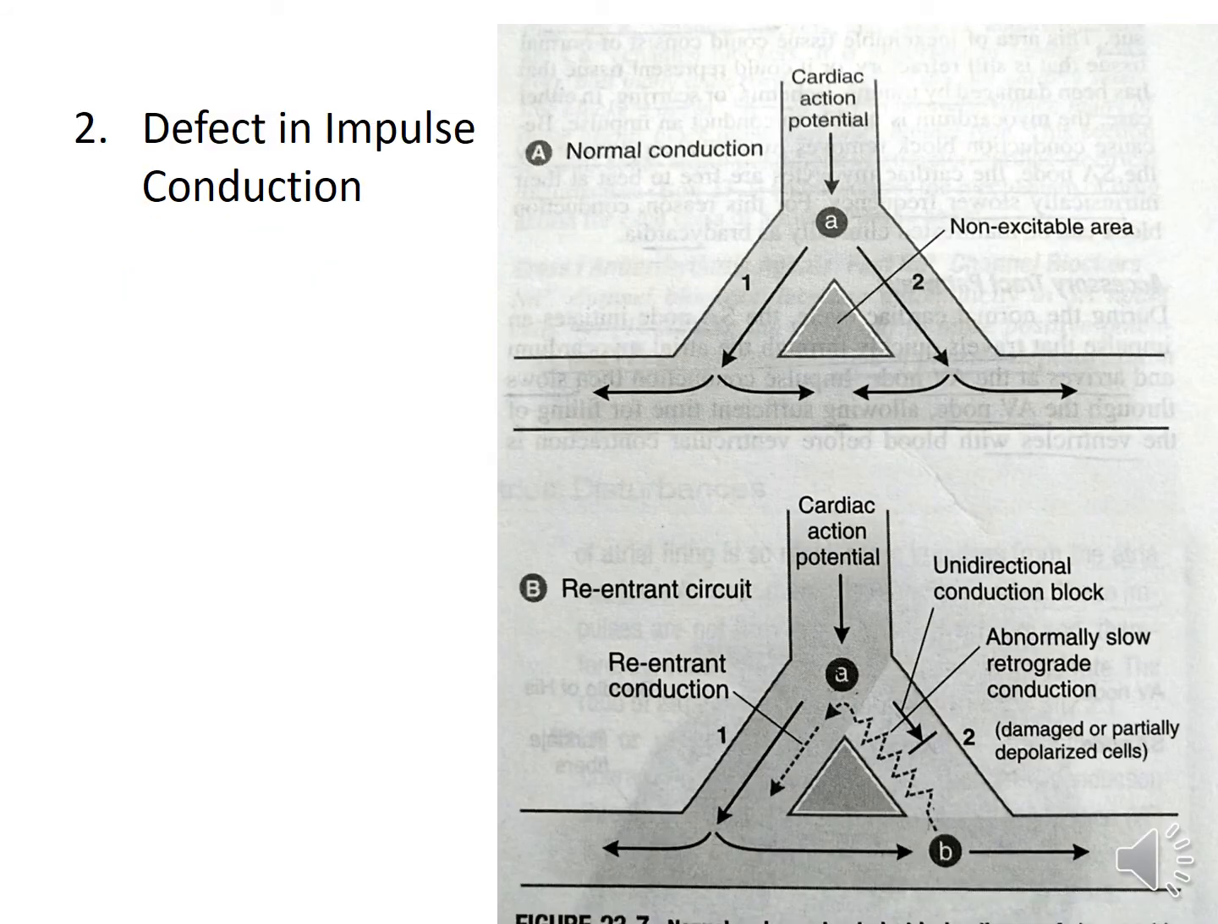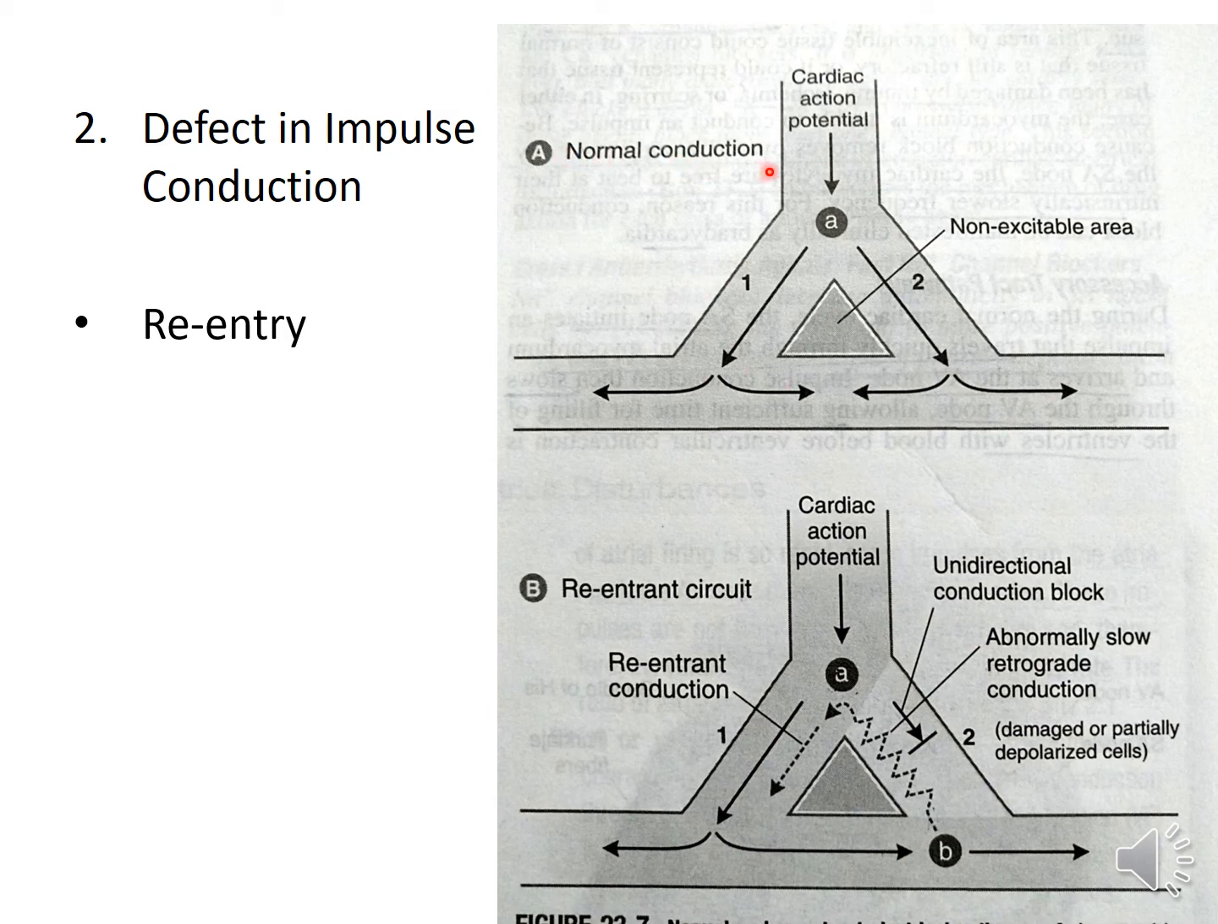After defect in impulse generation, the next category is defect in impulse conduction. The most common type of defect in impulse conduction is the re-entry phenomenon. In re-entry, a self-sustaining electrical circuit is developed which stimulates an area of myocardium repeatedly and rapidly. To understand this, let us first focus on diagram A, normal conduction.